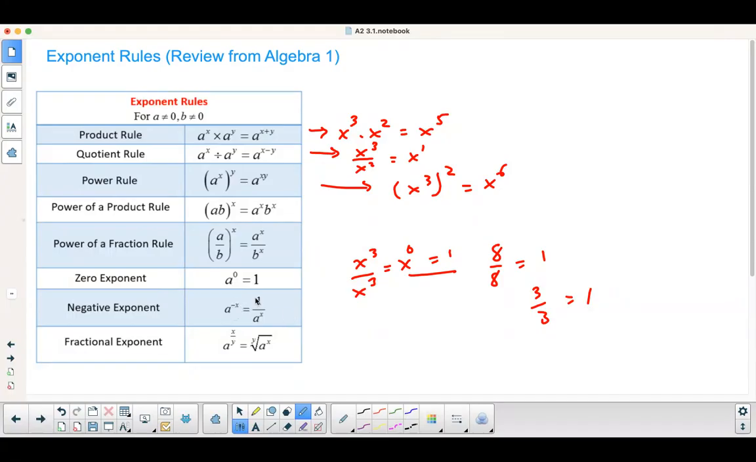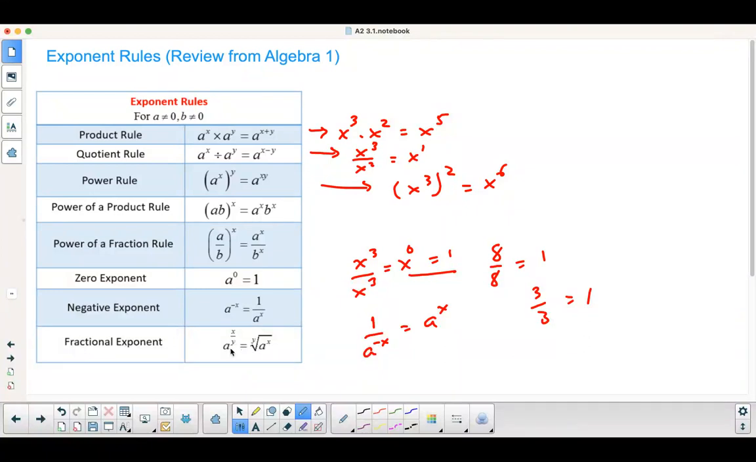A negative power means you take the reciprocal and change the sign. So a to the negative x is 1 over a to the x. And likewise, if I have 1 over a to the negative x in the denominator, you can move that up to the numerator and make it a to the positive x.